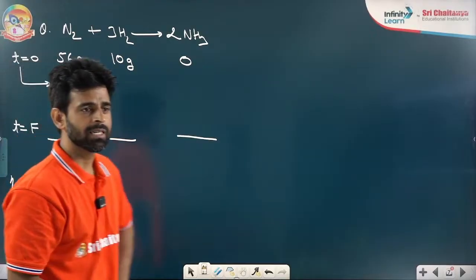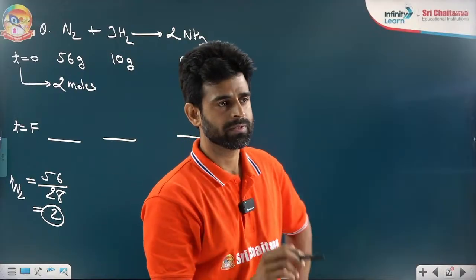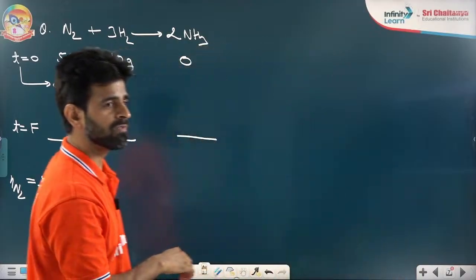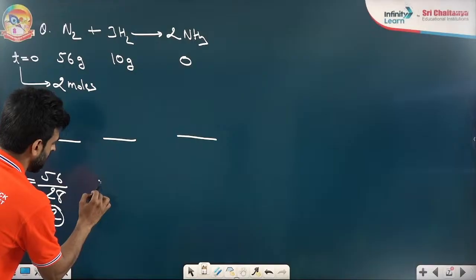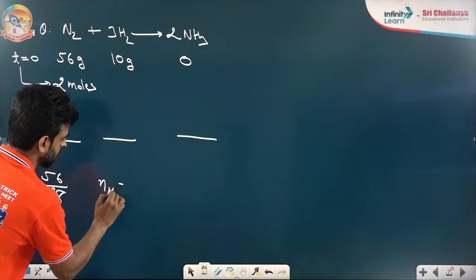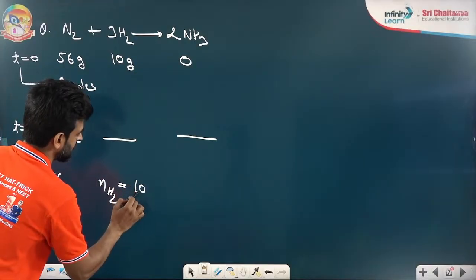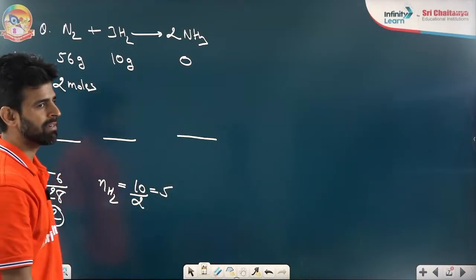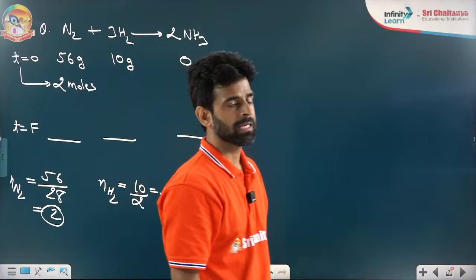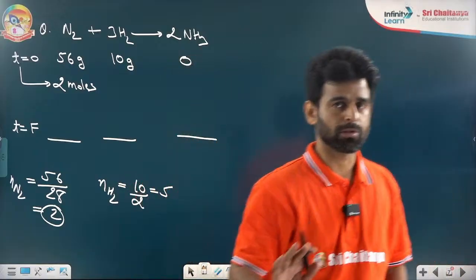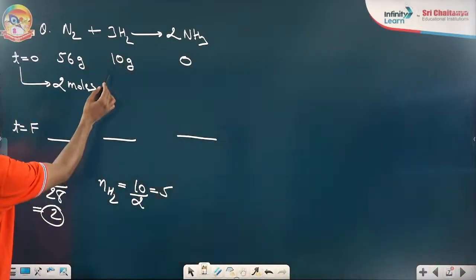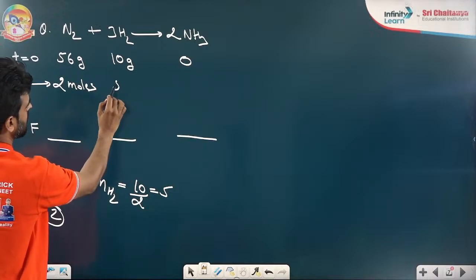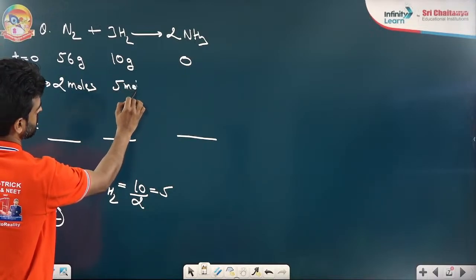Here they gave us 2 moles of N2. And how many moles of H2? I want to find the moles of H2. How many moles given? 10 divided by 2, which is 5. Yes, now I have the moles of both. So I can write here: I have 2 mole N2 and I have 5 mole H2.